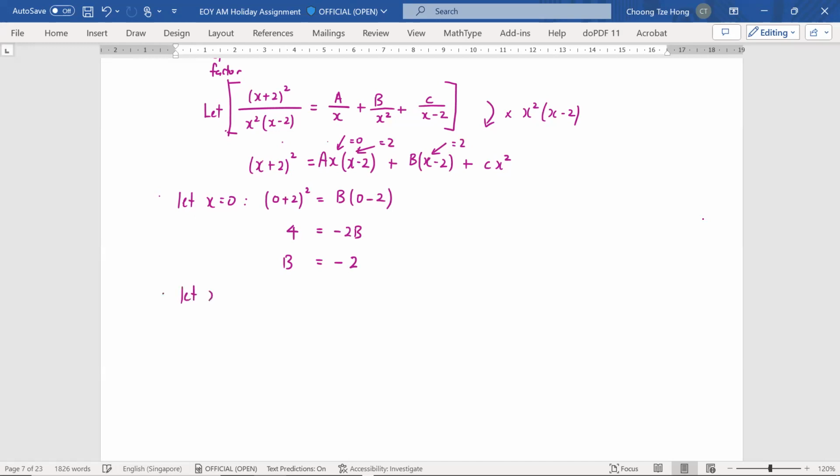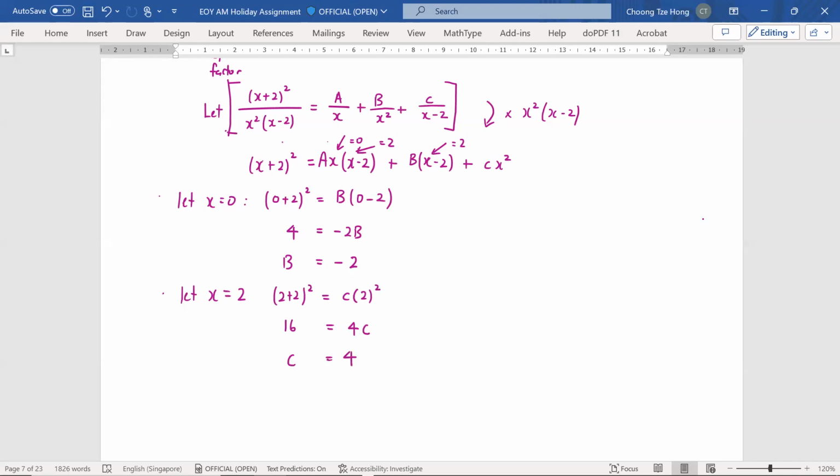So we're going to let x equal 2. On the left side is 2 plus 2 squared. On the right side, a is going to be gone, so we are not going to write b also. So we are left with c times 2 squared. On the left side, 2 plus 2 is 4. 4 squared is 16. Then over here we have 4c. So c is going to be equal to 4.